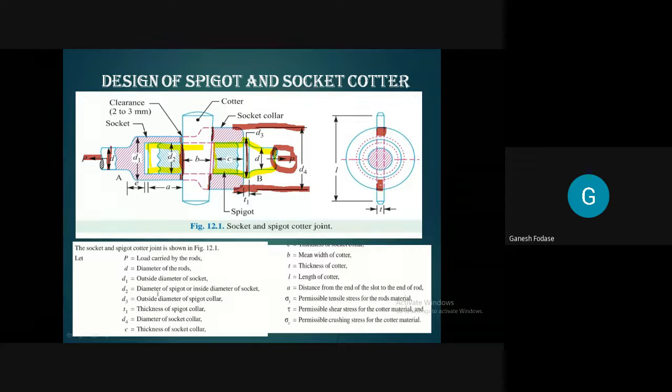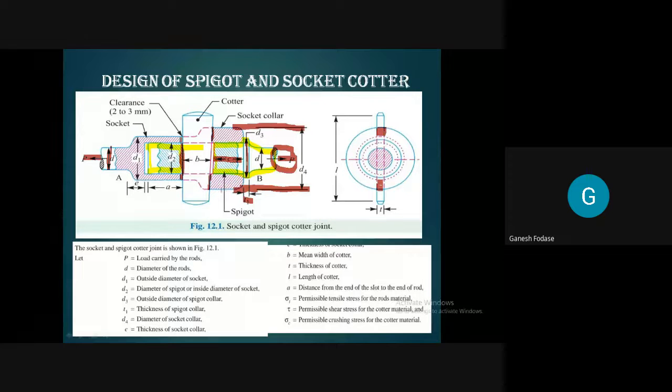Now T1. T1 is the thickness of the spigot collar. You can see here, T1 is the thickness of the spigot collar. Then C is the thickness of the socket collar. Where is the socket collar? This one you can see. Actually, it's approximate thickness because there is some clearance also. So C is the thickness of the socket collar.